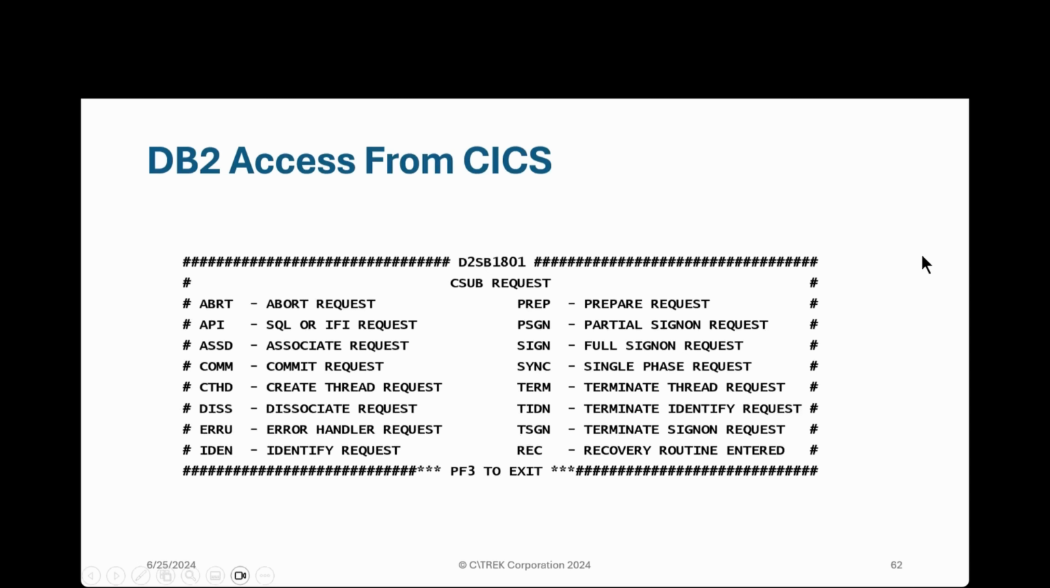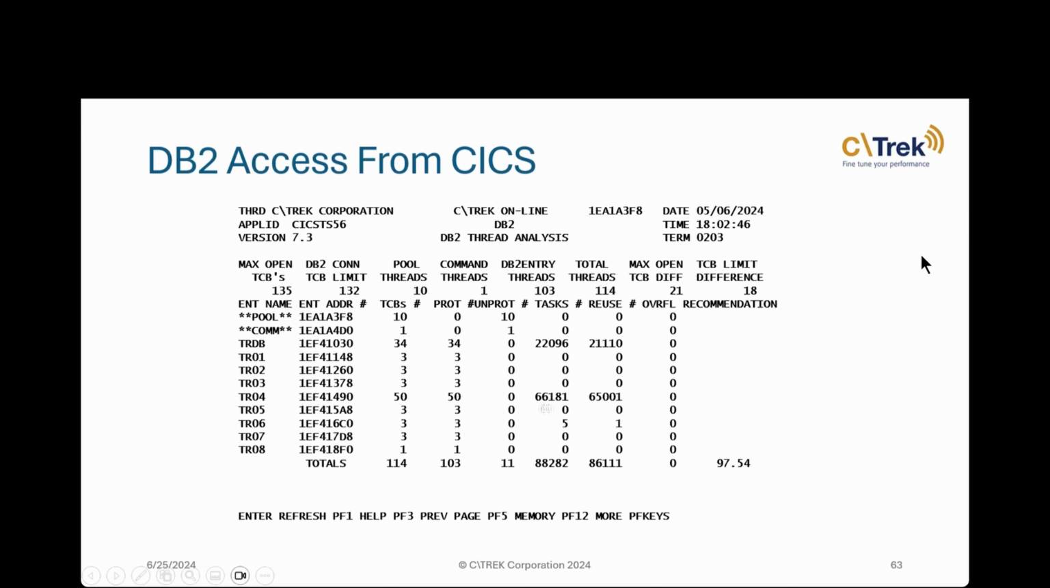And this is the thread use, and it gives you the recommendation, the look aside that you have, and how much reuse you have. 97.54% reuse is excellent. That means that only 2.46% of the times you had to undress the TCB. So you're doing excellent from the point of view of reuse.